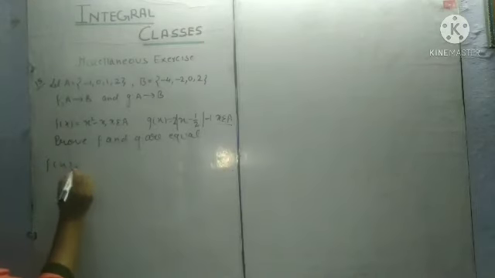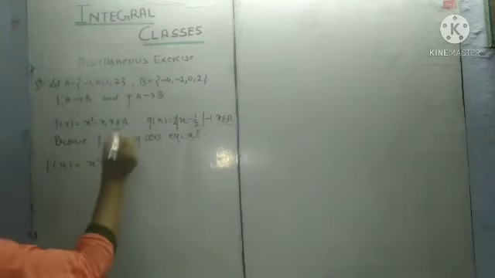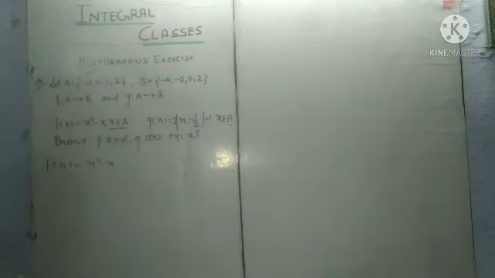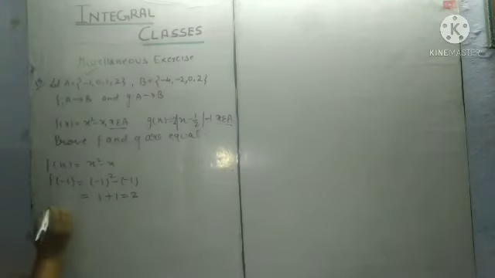f(x) equal to x square minus x. Now the given condition is that x belongs only to set A, so we will consider this set. First we will put x equal to minus 1, then we will get minus 1 whole square minus of minus 1, that is 1 plus 1. So now we will get 2. f(minus 1) equal to 2.